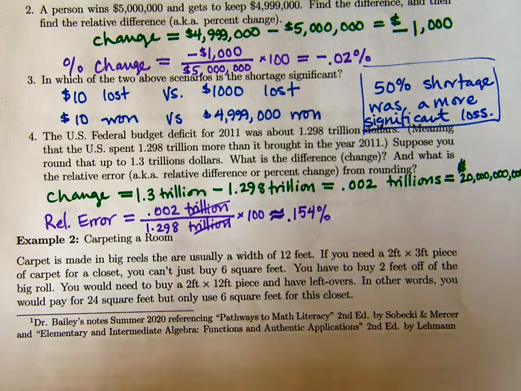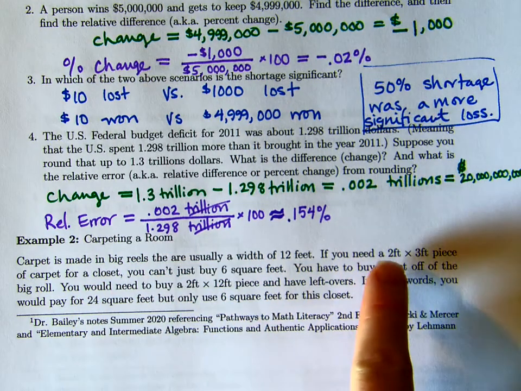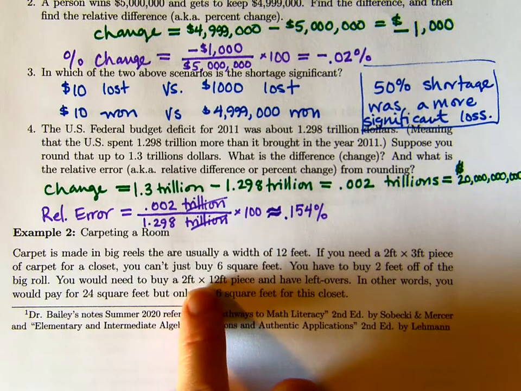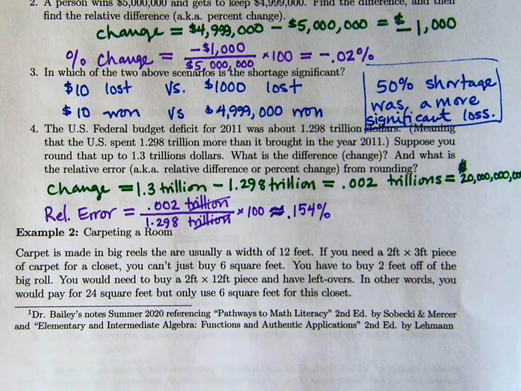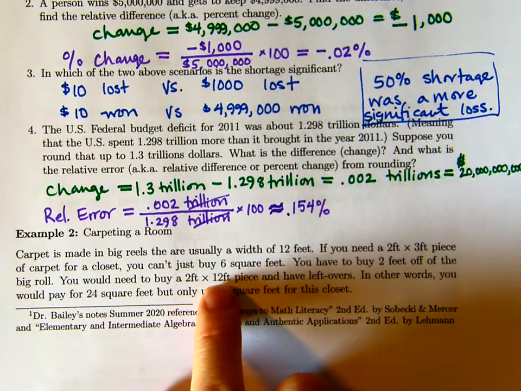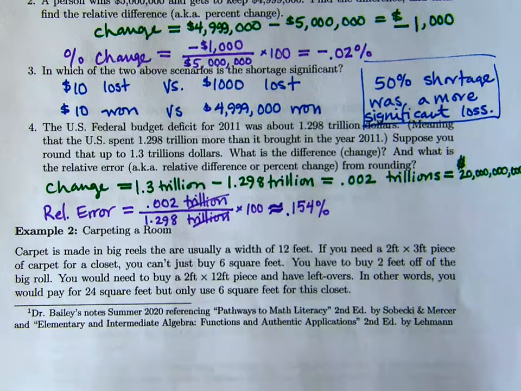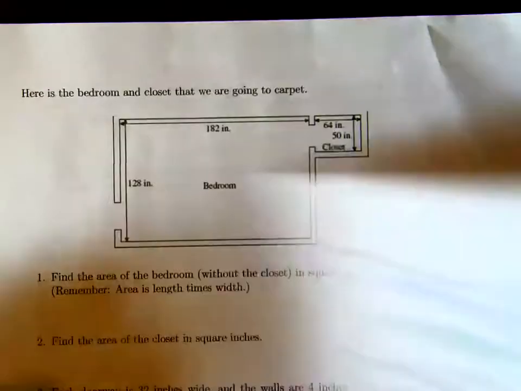If you buy a remnant, fine. But if you're buying it off of the carpet reel, you would have to buy a 2 by 12 and then cut it to a dimension of 2 by 3. In other words, you would pay for 24 square feet, but you would only need 6 square feet for the actual closet. But if you're buying it from the reel, that's what you would need to do.